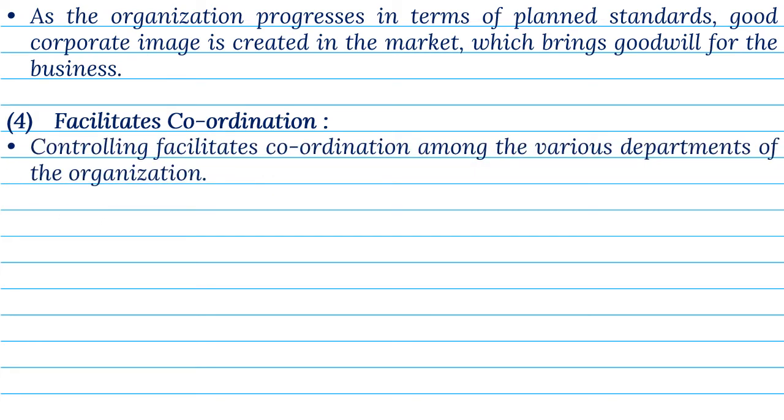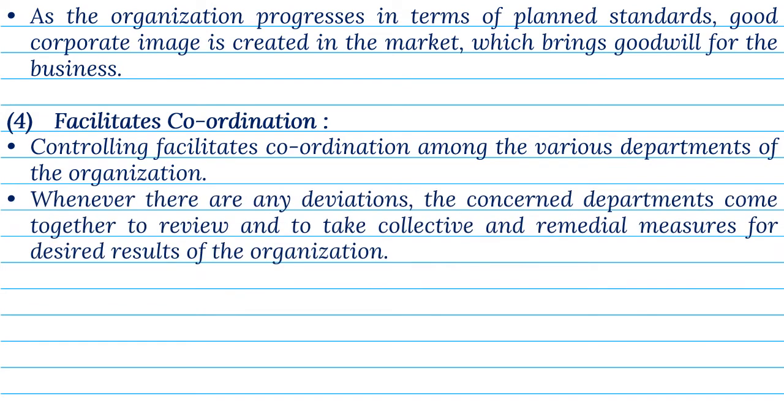Controlling facilitates coordination among the various departments of the organization. Whenever there are any deviations, the concerned departments come together to review and to take collective and remedial measures for desired results of the organization.